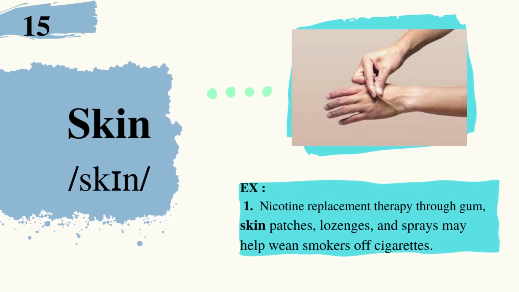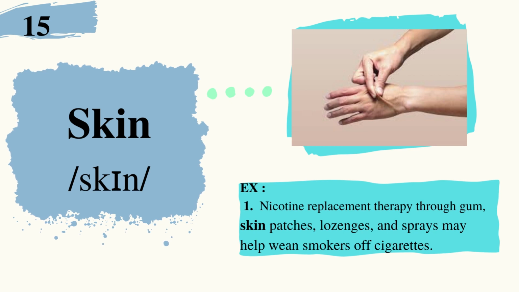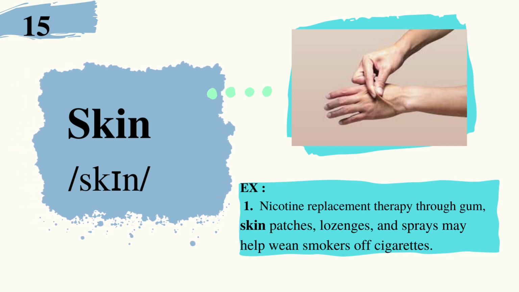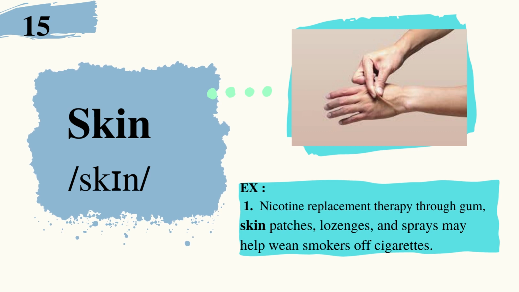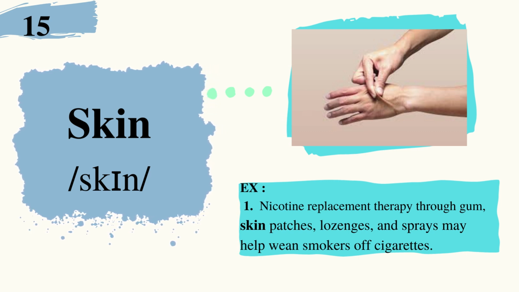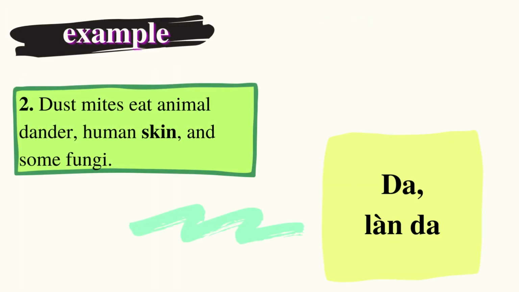15. Skin. Example. Nicotine replacement therapy through gum, skin patches, lozenges and sprays may help wean smokers off cigarettes. Dust mites eat animal dander, human skin, and some fungi.